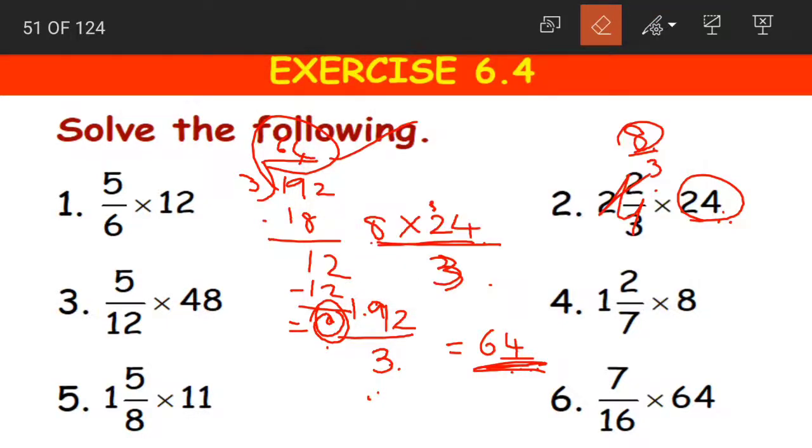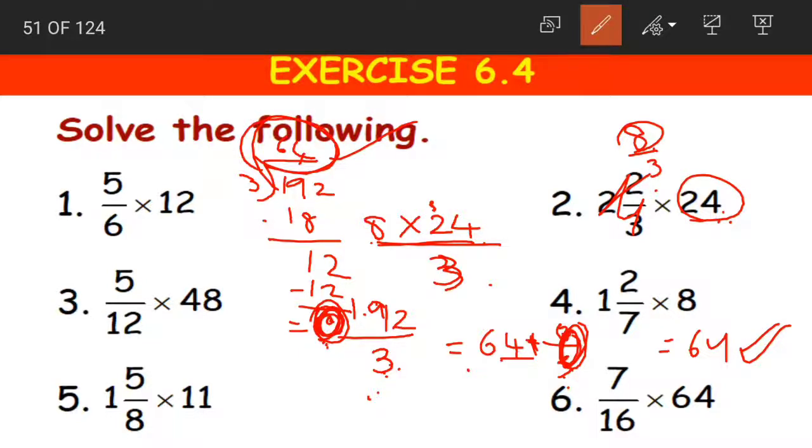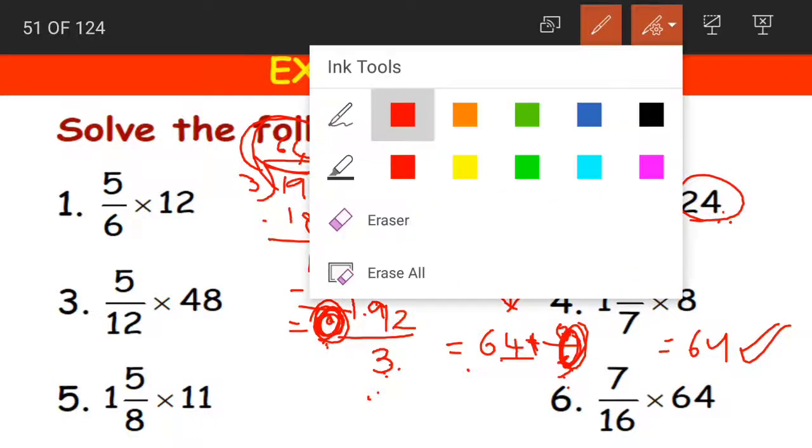If you want to write it in the form of a fraction, what will be the denominator? 3 will be the denominator as it is. What will be the numerator? The numerator will be nothing but our remainder. So 64 0 by 3. 0 by 3 is nothing but 0 only, children. So this will be 64 plus 0. That will be nothing but 64. So when you are getting 0 as your remainder in division, what will you do? You will just write the quotient as the answer.